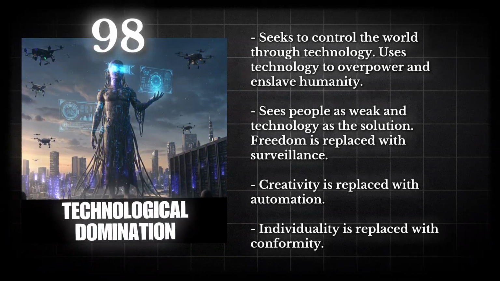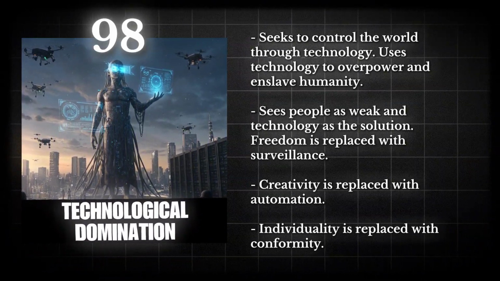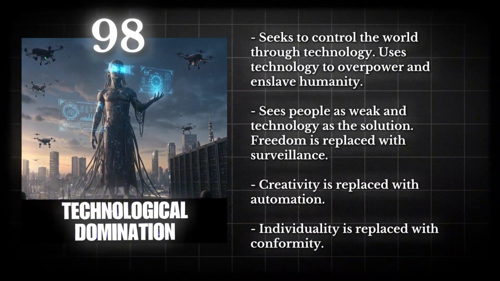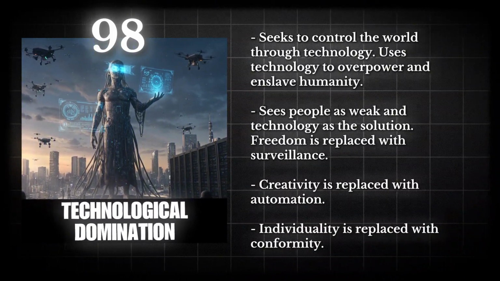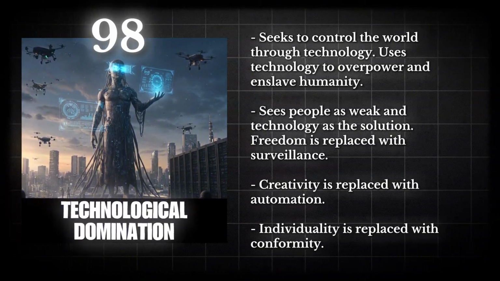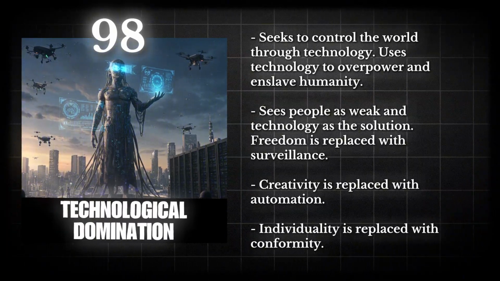98. Technological domination. The villain seeks to control the world through technology, using it to overpower and enslave humanity. They see people as weak and believe only their superior technology can fix society. Freedom is replaced with surveillance, creativity with automation, and individuality with conformity.